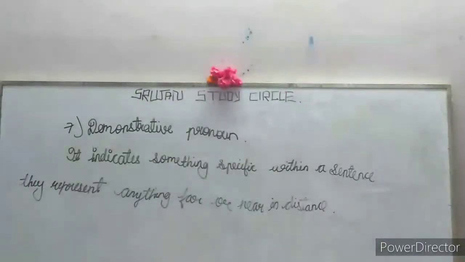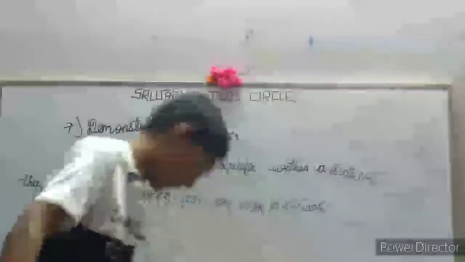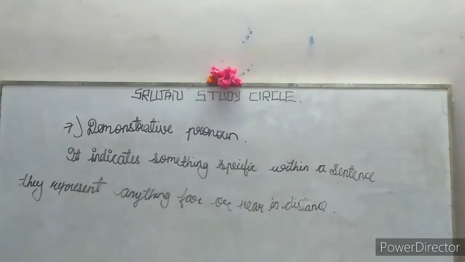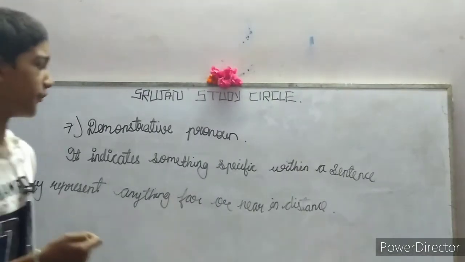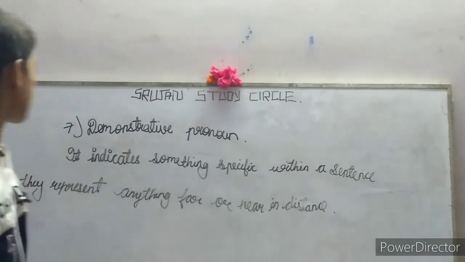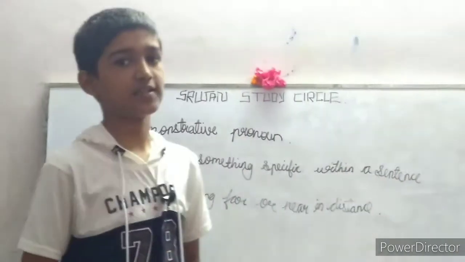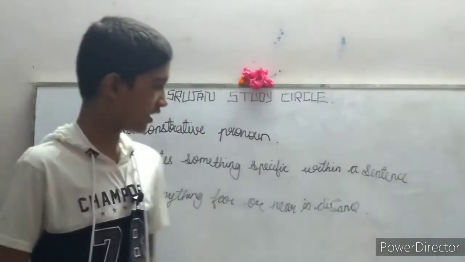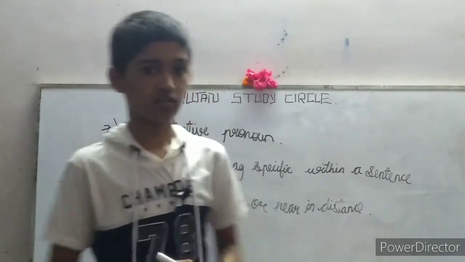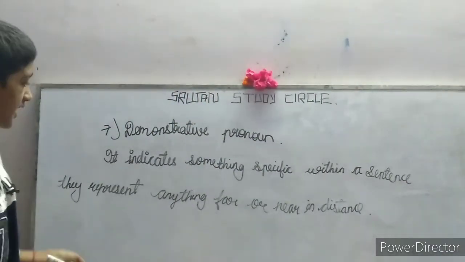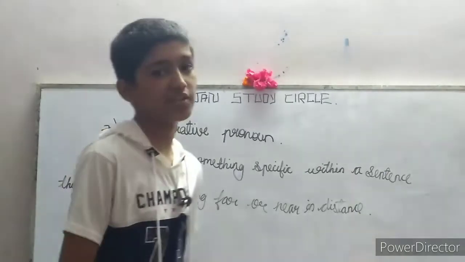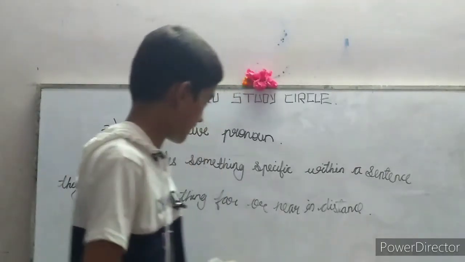Now, what is a demonstrative pronoun? It is the seventh type of pronoun. It indicates something specific within a sentence. They represent anything that is far or near in distance.